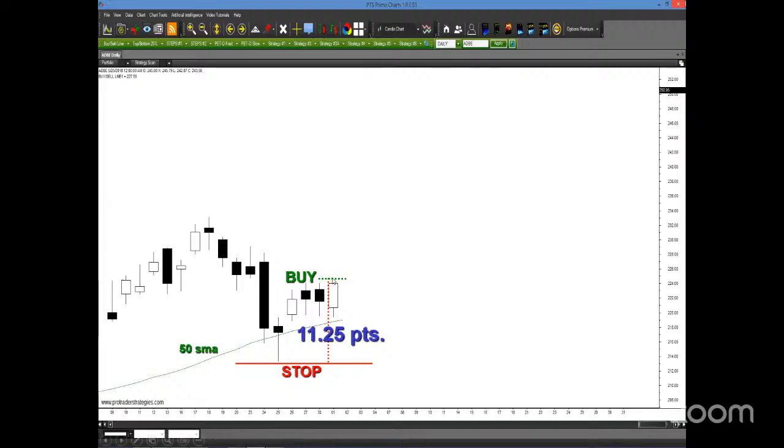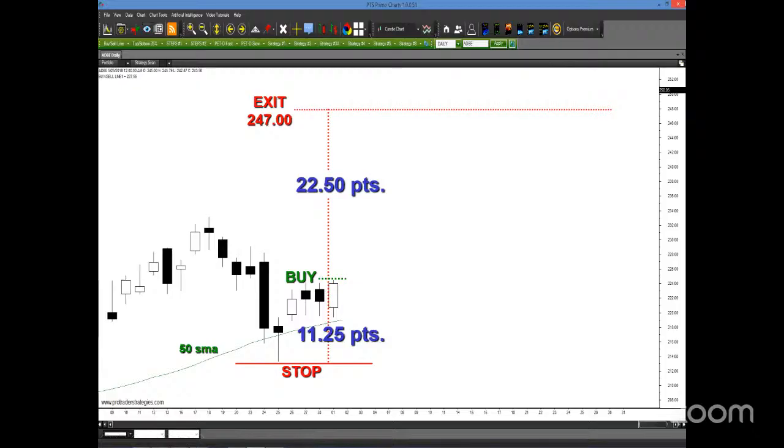So we want to make 22.5 points. So what we do is add that number to our entry point. 22.5 points, and this gives us our exit level. And now we'll place a limit order to sell at 247. So we know where we're entering, we know where we're placing our stop if we're wrong, and we know where we're exiting if we're right.